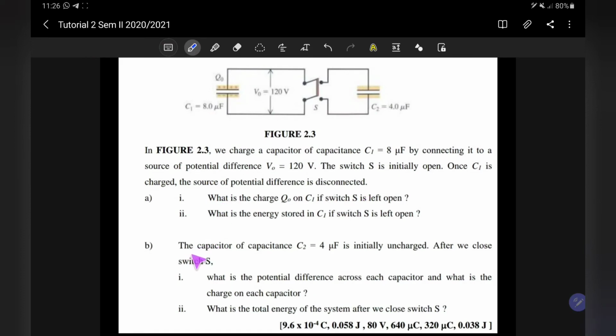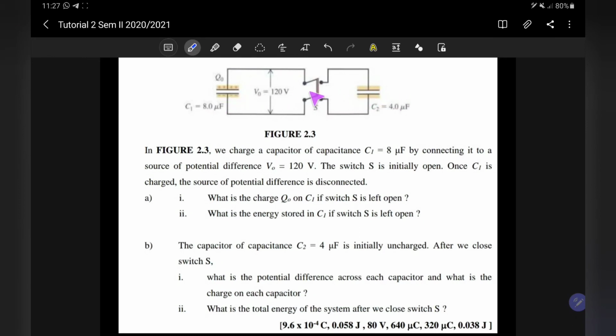Okay, and then for the second one, the capacitor C2 is initially uncharged. So C2 is really empty. After we close switch S, closing switch S means that we have connected C1 and C2. C2 is empty, but C1 is fully charged, isn't it? So at that time, C1 acts as a battery or power supply, and C2 is empty, so some of the charges in C1 will be transferred to C2. We are talking about the charging of C2 actually, and this happens again and again until the potentials of C1 and C2 become equal to each other.